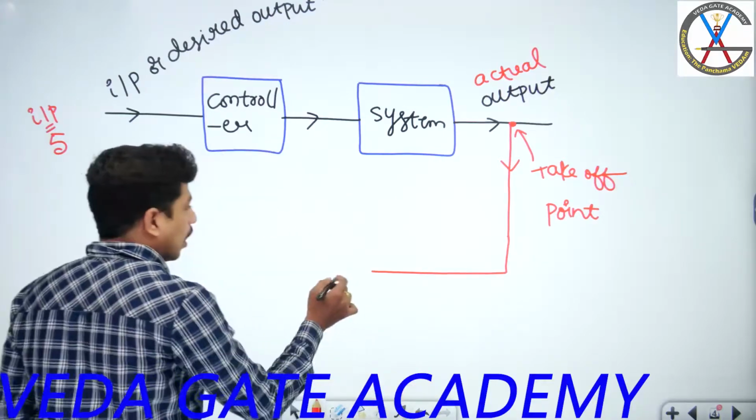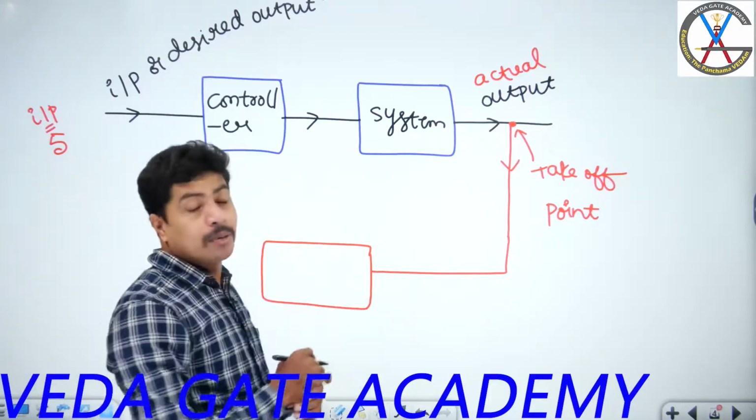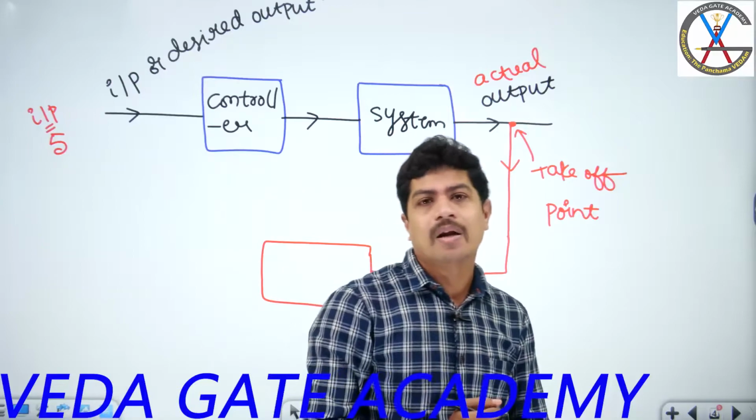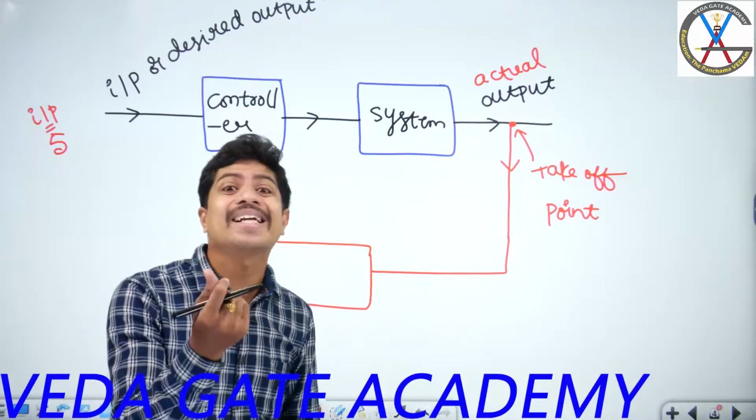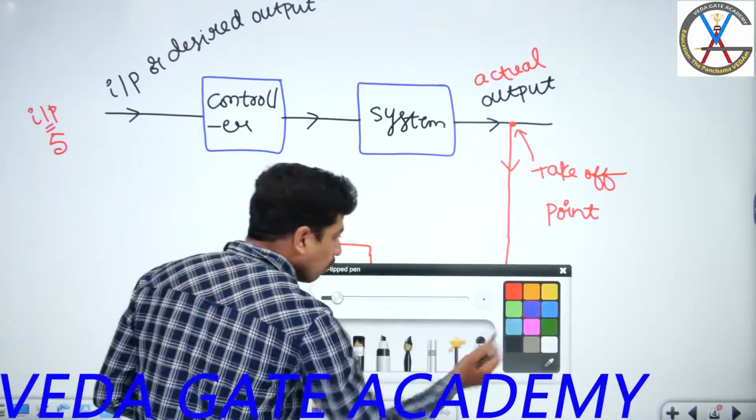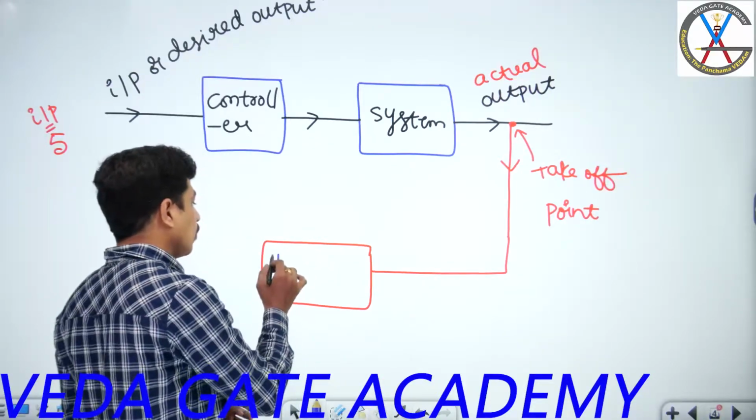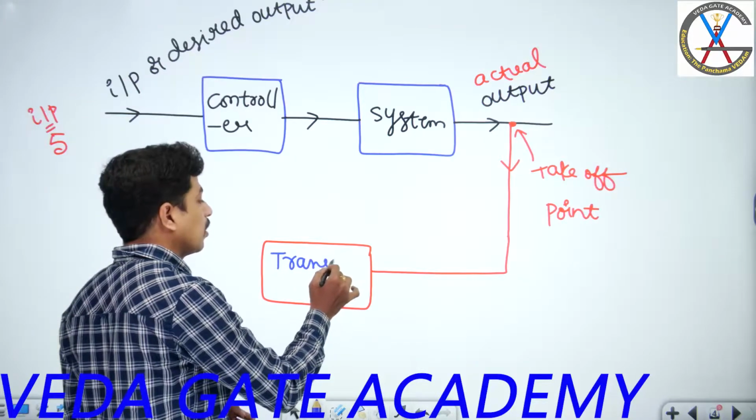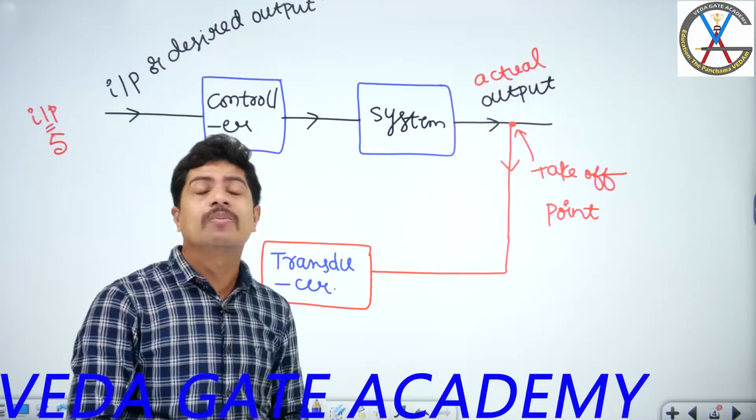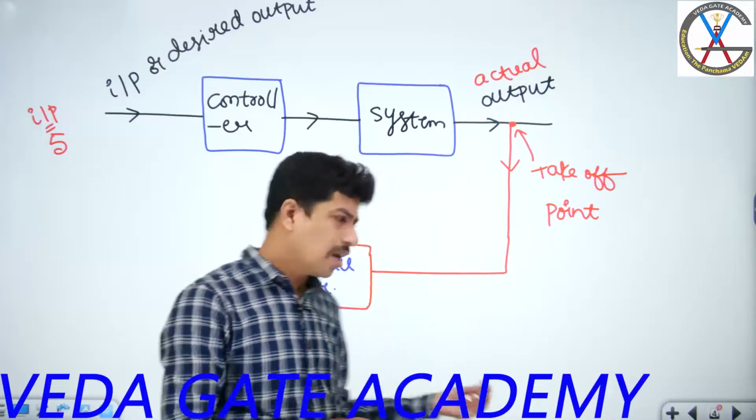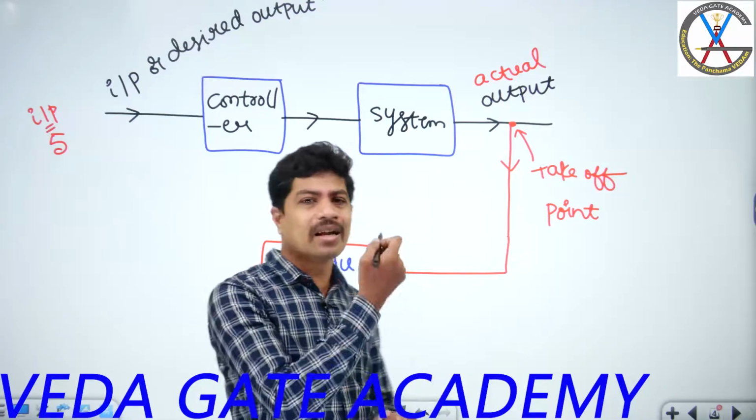Now, suppose the output is in one format and the input is in another format, is it possible to compare? Output is mechanical movement, input is electrical. Convert this mechanical movement into an electrical signal. By using what can we convert mechanical to electrical? A transducer. We are going to keep a transducer here. If input is electrical and output is also electrical, we need not have any transducer. If we are not having anything, it is one direct signal value we get.